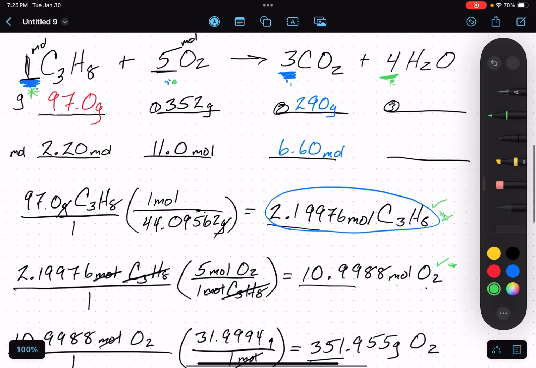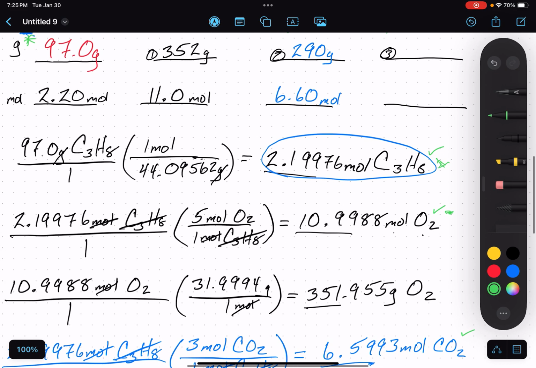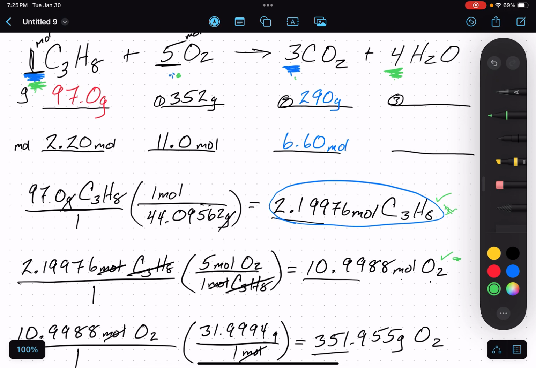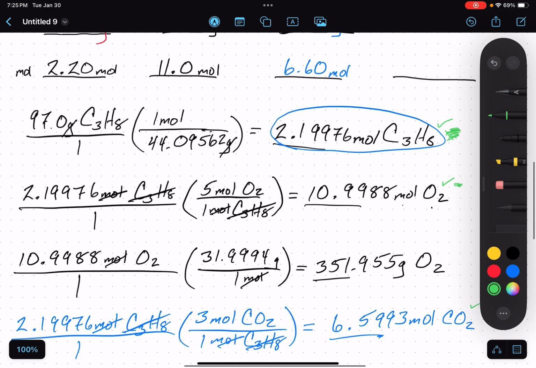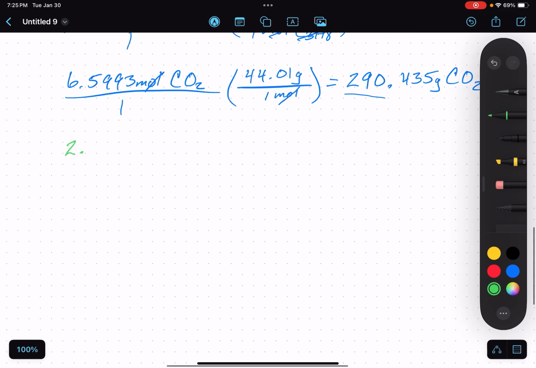So I'm going to use the propane again. Just kind of keep things consistent here. So I'm going to use propane to solve for water. So it's a 1-to-4 ratio, and I need to use this value over here. So scrolling down, I have 2.19976 moles of propane, C3H8. Put that all over 1.